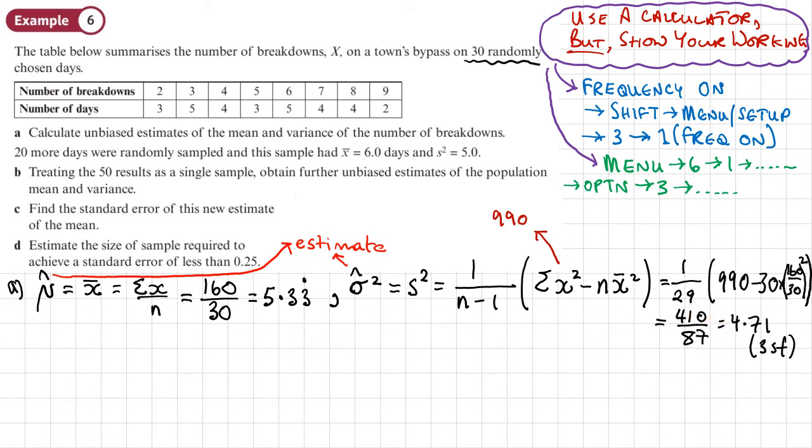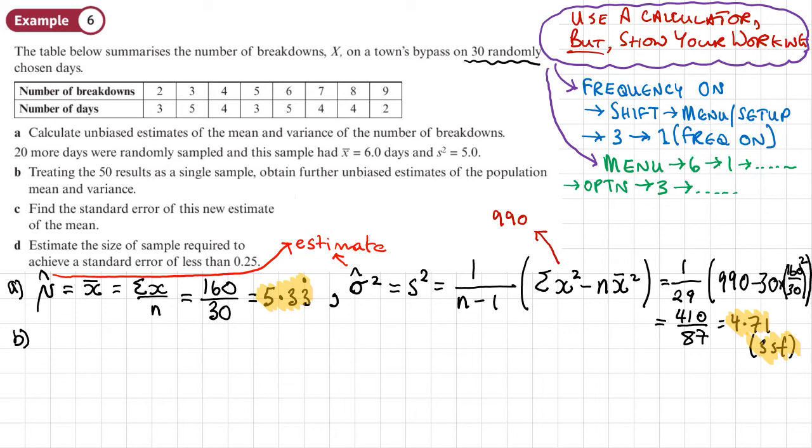Now it says that 20 more days were randomly sampled, and this sample had x bar equal to 6.0 days and the variance as 5.0. Treating the 50 results as a single sample, obtain further unbiased estimates of the population mean and variance. So what we need to do is to combine the results for 20 days with the results for 30 days.